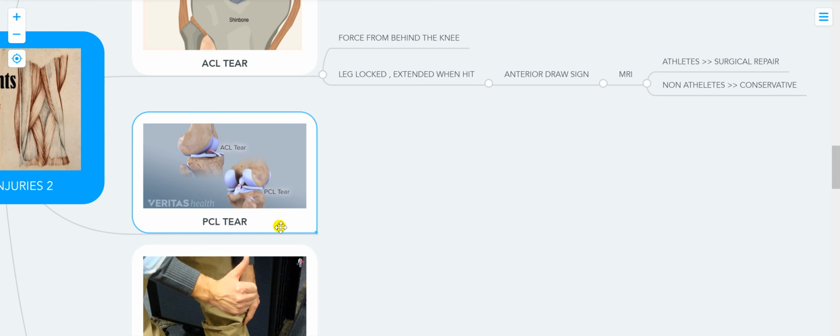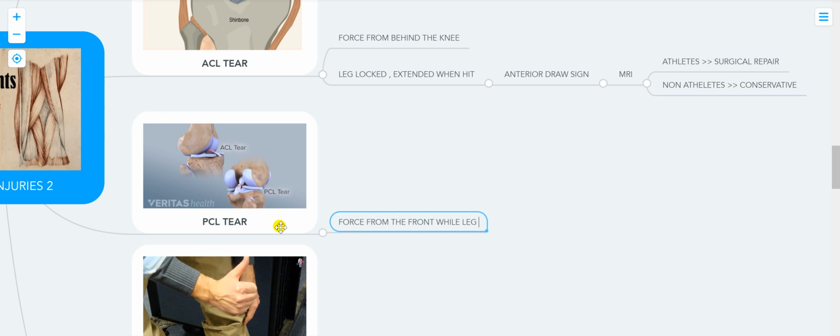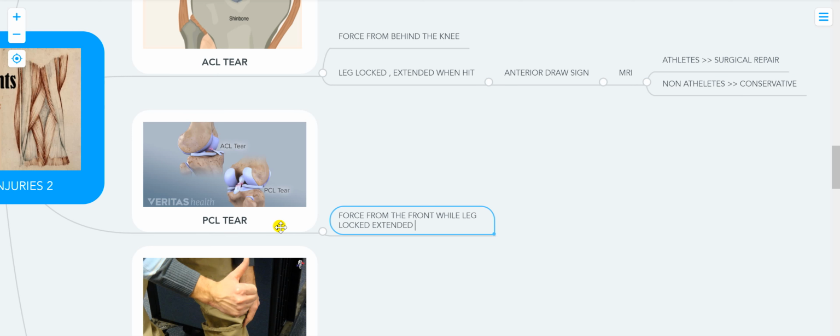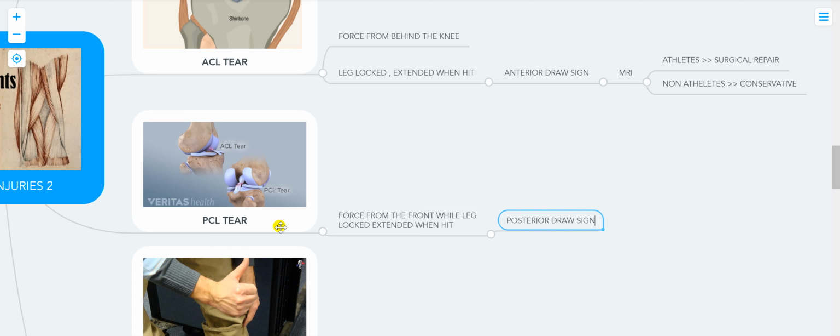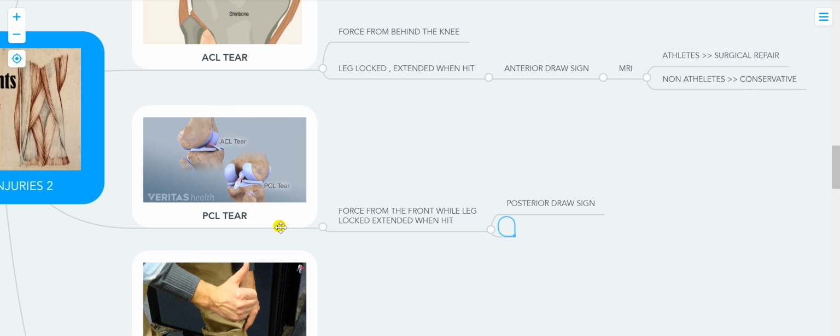Okay, now let's talk about the PCL tear. PCL tear usually force from the front, in front of the knee, while the leg is locked, extended, when hit. Same thing. So basically just a front hit. So what symptoms does the patient have? You check with the posterior draw sign, and then you check that with an MRI. That's how you confirm it.